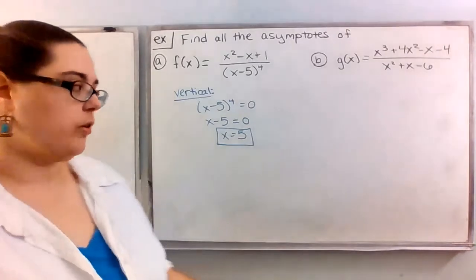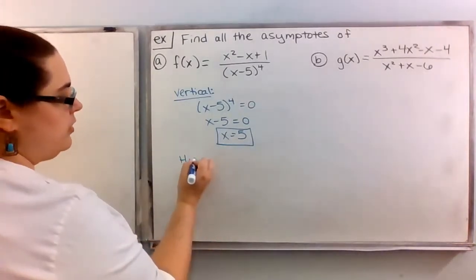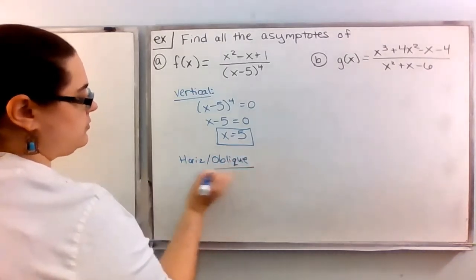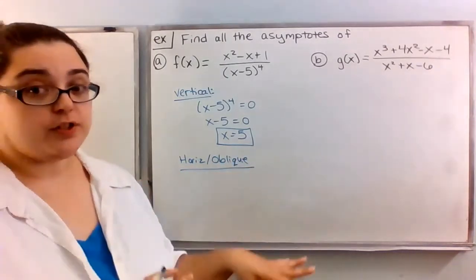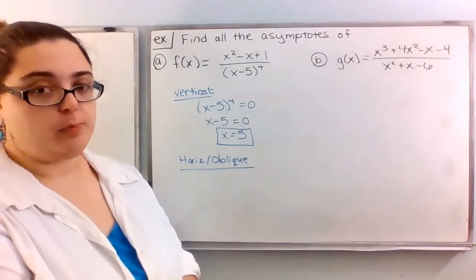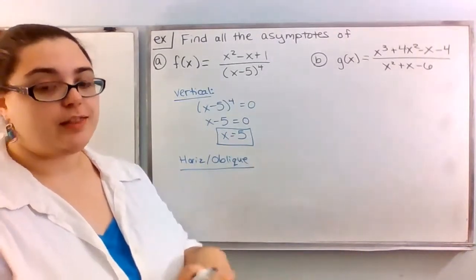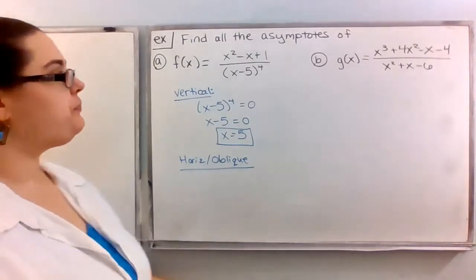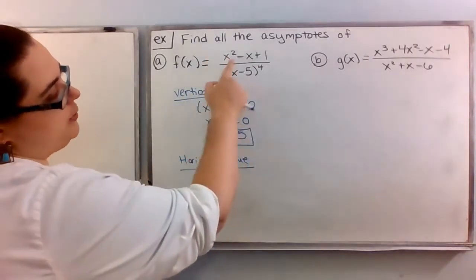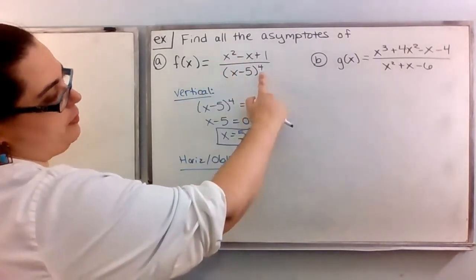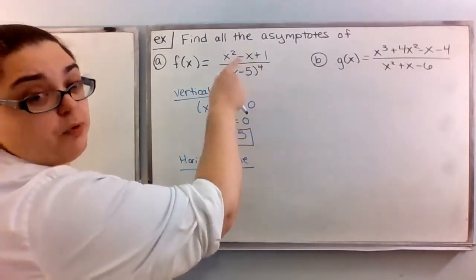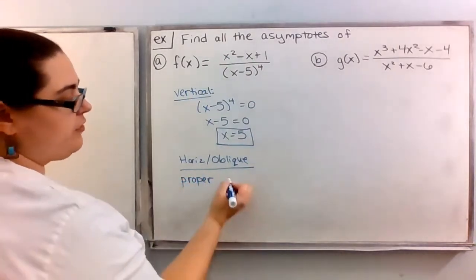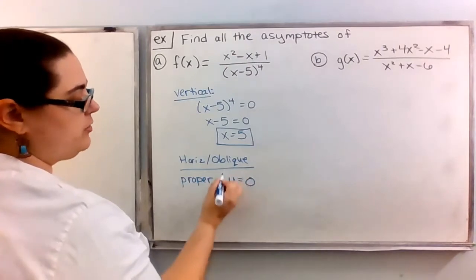To find horizontal or oblique, I'm going to check first if it's a proper function or if it's improper. If it's a proper function, then it's going to be 0. And if it's improper, then I have to do some division. So the degree of the top is 2, and the degree of the bottom is 4. So this is proper, which means we have the horizontal asymptote y equals 0.